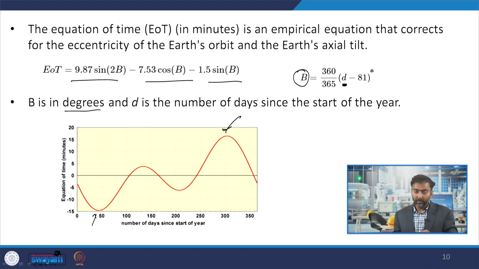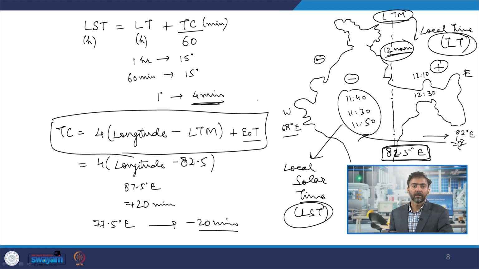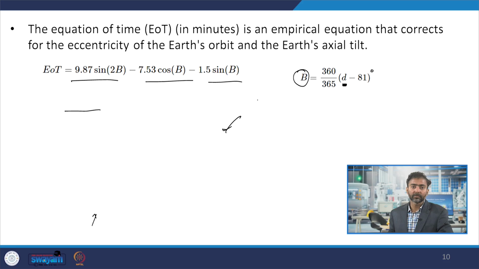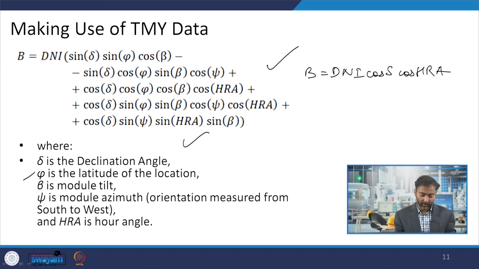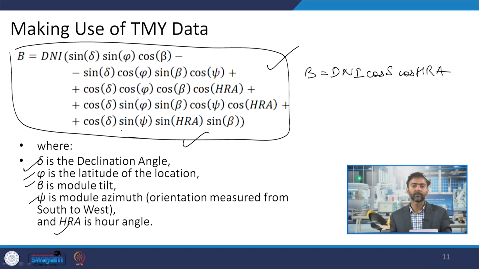So you can estimate the EOT and add it to the time correction equation to get the overall time correction, and then from time correction you go back to local solar time and then to the HRA. So that is how we estimate the HRA, and once you have the HRA, then you are good with the beam component. You can estimate B equal to DNI cos delta cos HRA if you have the standard simplifying assumptions. If you do not have them, then you can calculate this equation also, because you already talked about phi, beta and psi, and you have HRA and delta. So even if you have non-standard tilt and orientation, you can evaluate the beam component from this equation as well.